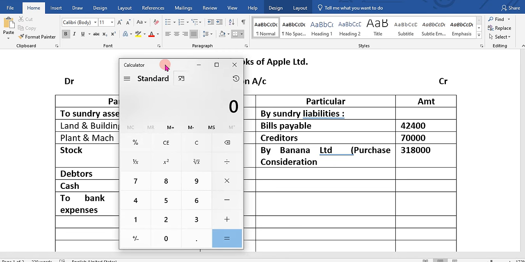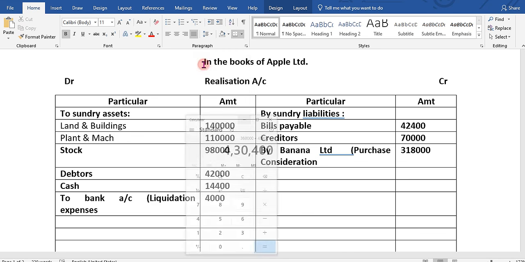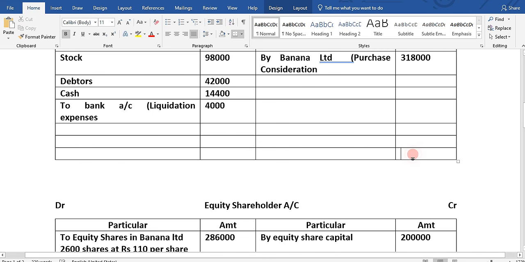So the total of the credit side is 3,18,000 plus 70,000 plus 42,400. That is, the total of the credit side is 4,30,400. So the total is 4,30,400.